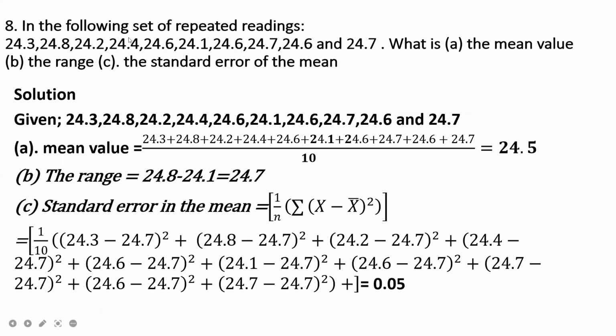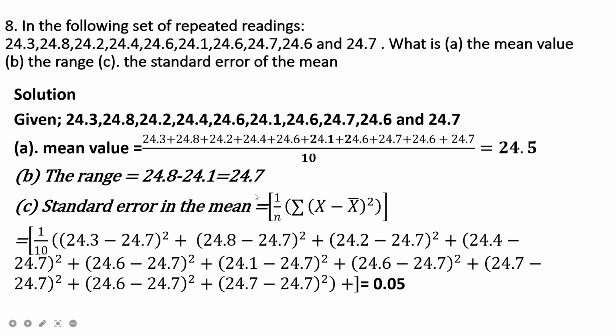Now the next question says, in the following set of repeated readings, that is 24.3, 24.8, 24.2, 24.4, 24.6, 24.1, 24.6, 24.7, 24.6, 24.7, we are asked to calculate the mean value, the range, and the standard error of the mean. These are the values we were given. The mean value is simply adding up everything and dividing it by the total number of data there, and the total number of data there is 10.